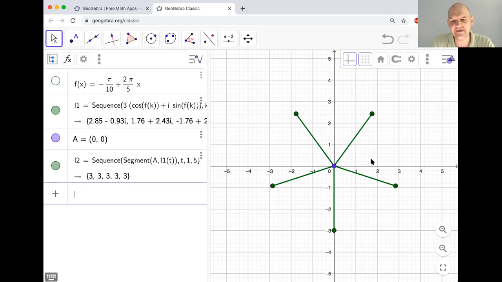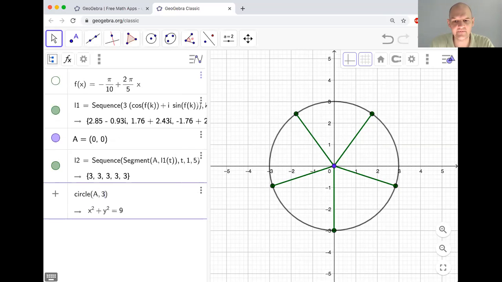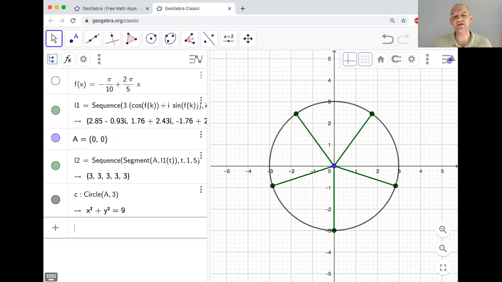So I get this, and you can see each of these angles is congruent. They're all 2 pi divided by 5 because they're evenly distributed around a circle of radius 3 in this case. So if I do circle, I want the origin, A, to be the center, and I want the radius to be 3. And there you go. You can see what's actually happening.